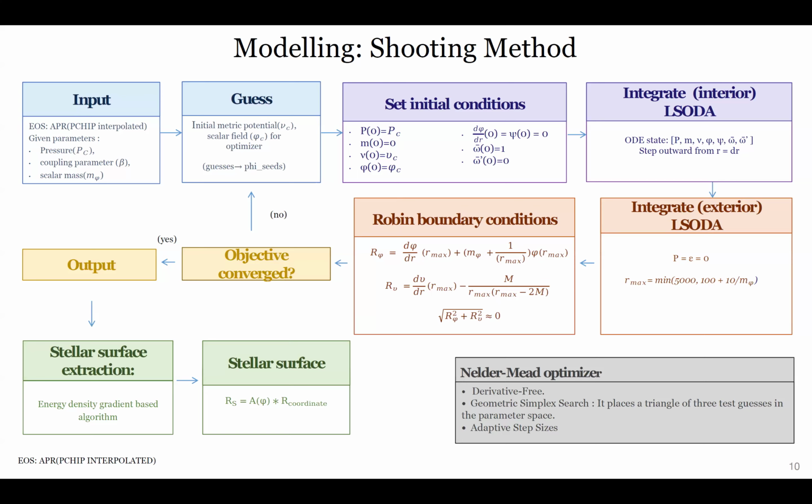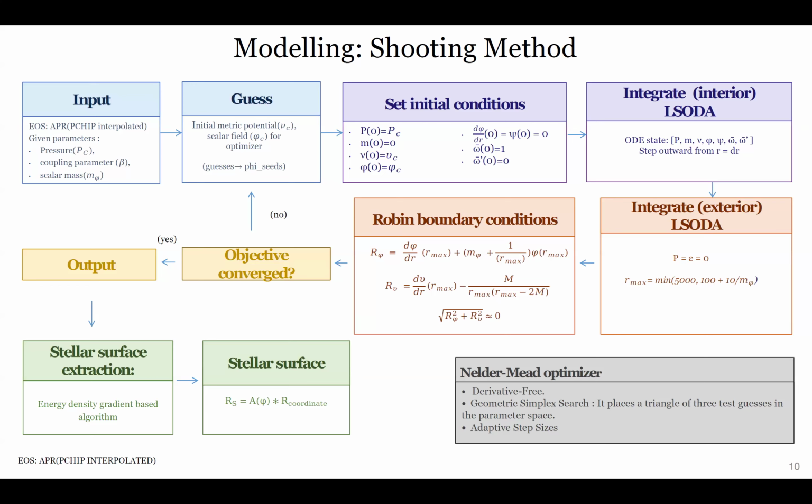As I mentioned, we would be shooting for the values. So it turns out to be a boundary value problem where we shoot for two values: one is the metric potential and the other is a scalar field. For that, we need to give some guess values for its central values. After that, we set up the initial conditions at r equal to 0 based on all the regularity conditions that we have.